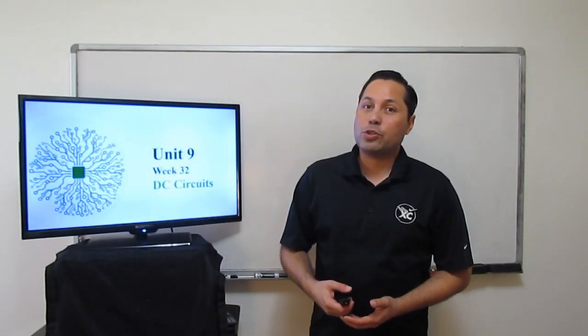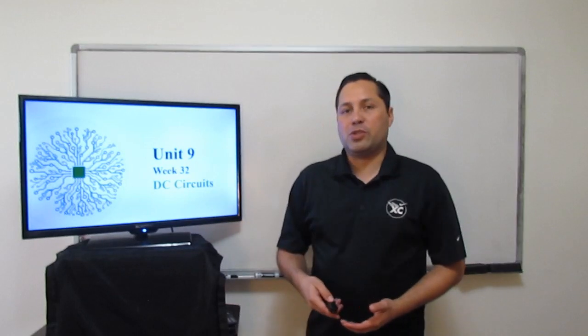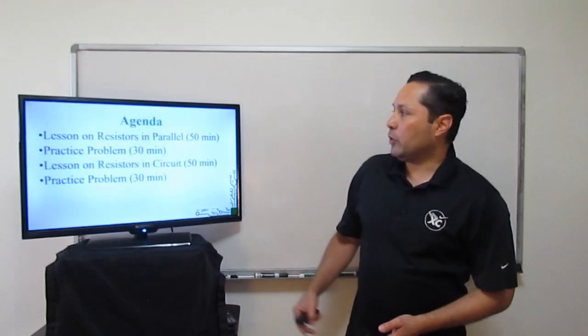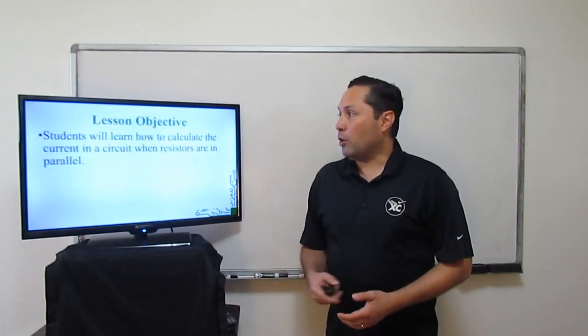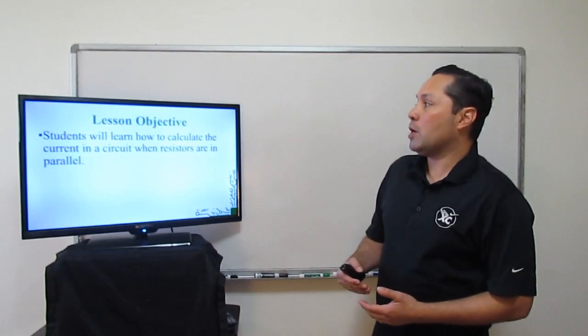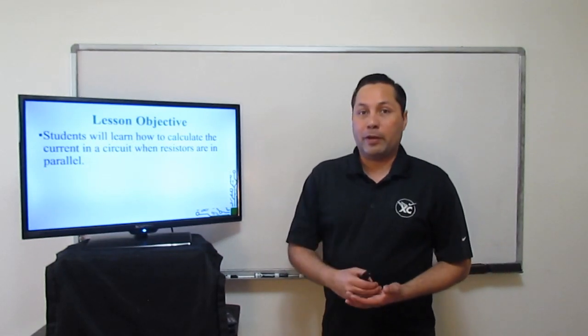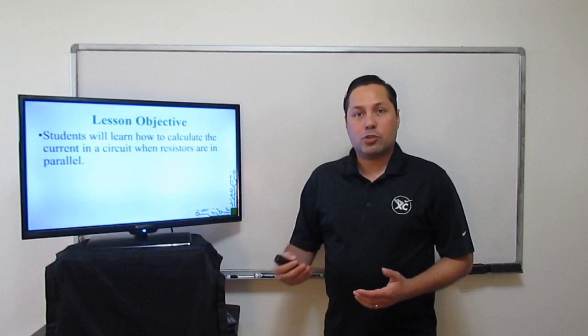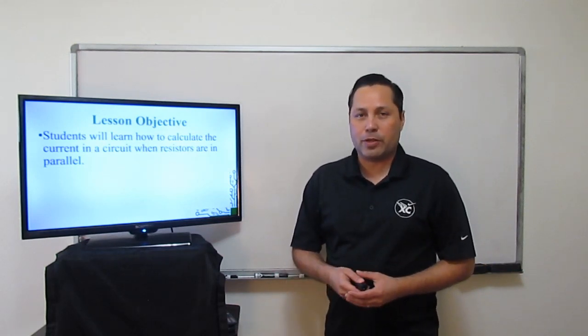Hi, this is week 32 of AP Physics, and we're working through Unit 9, which is DC circuits. In this lesson, we'll be looking at resistors in parallel as well as resistors in a circuit. Our lesson objective says students will learn how to calculate the current in a circuit when resistors are in parallel. As well, we'll be looking at circuits involving series and parallel. Let's go ahead and get started.